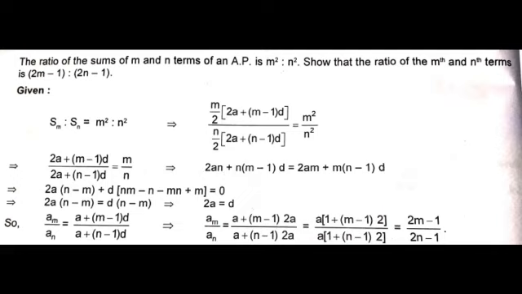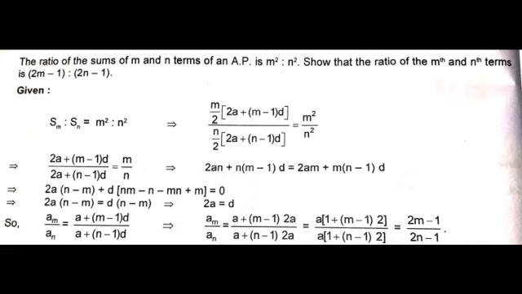Putting the value of d equal to 2a in the ratio of the mth and nth terms, let us consider the mth term as am and the nth term as an. So we have (a plus (m minus 1) into d) by (a plus (n minus 1) into d), which is equal to am by an. Putting d equal to 2a, we have (a plus (m minus 1) into 2a) divided by (a plus (n minus 1) into 2a), which after taking a as common gives 2m minus 1 is to 2n minus 1, which we were supposed to prove. So the ratio of the mth and nth terms is equal to 2m minus 1 is to 2n minus 1.